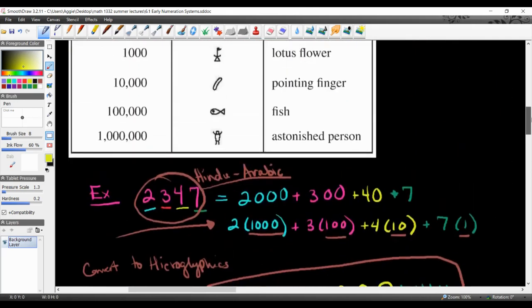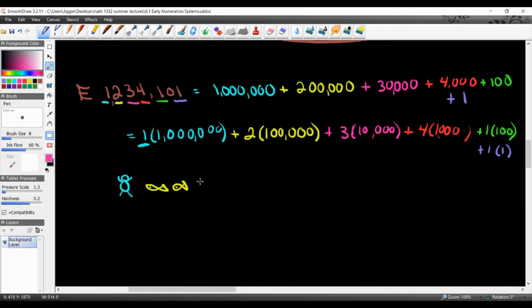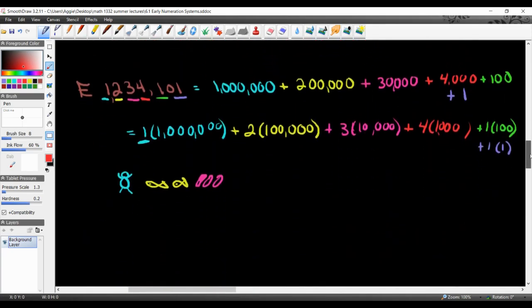Then we have 10,000. So 10,000 is the pointing finger. We have 3 of those. Kind of looks like a slanted, I don't even know, paper clip or something. Well, you get the idea, okay? Plus 4 thousands. So my thousands are the lotus flower. That's the one that's the hardest to draw. It's kind of like a little flag with arms, I guess. Oh, we're getting worse. All right, well, there's my 4,000s, okay.